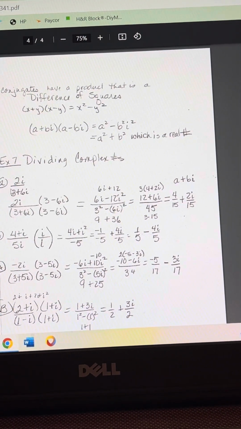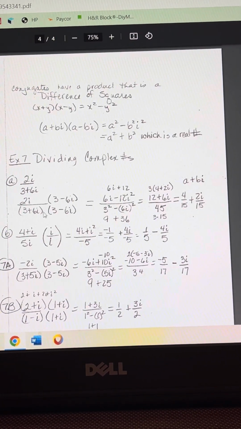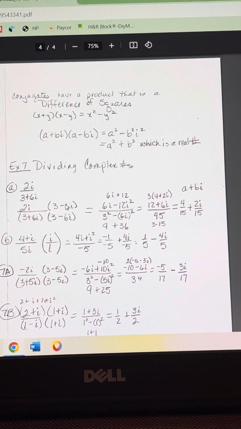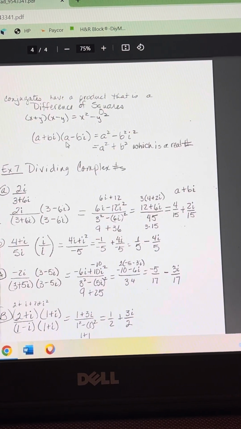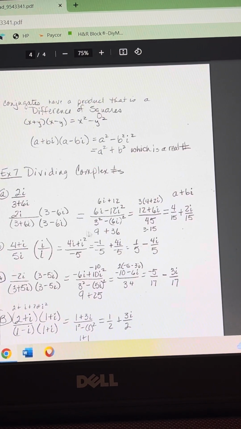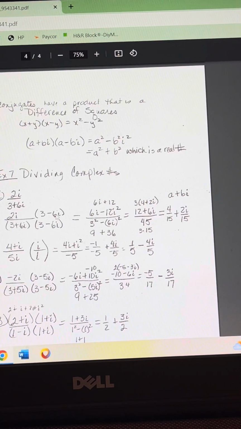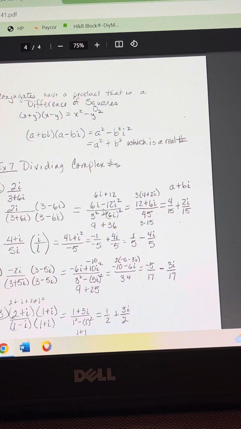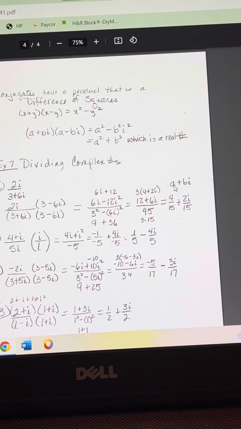Okay, so in example A, 2i over 3 plus 6i, I have to use the conjugate, which is 3 minus 6i, and whatever you do to the bottom, you got to do the same thing to the top. Okay, but that's going to give me my difference of squares, or really kind of a sum of squares on the bottom. Okay, and then I just distribute on top. 2i times 3 is 6i, 2i times 6i is 12i squared, which becomes plus 12.